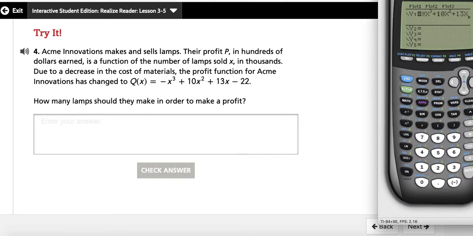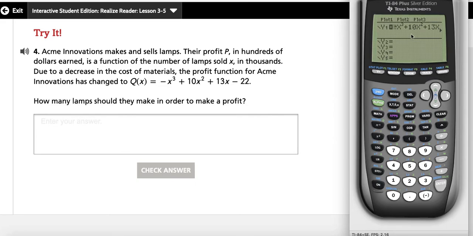So I've taken the liberty to put it into my graphing calculator already, but I didn't change the window. So when I graph it, it's coming. Oh yeah, because it's a negative x cubed this time, so it goes down, up, and then it comes back down somewhere.